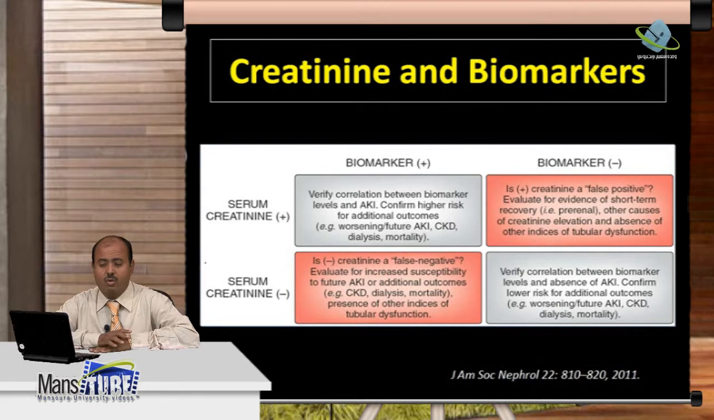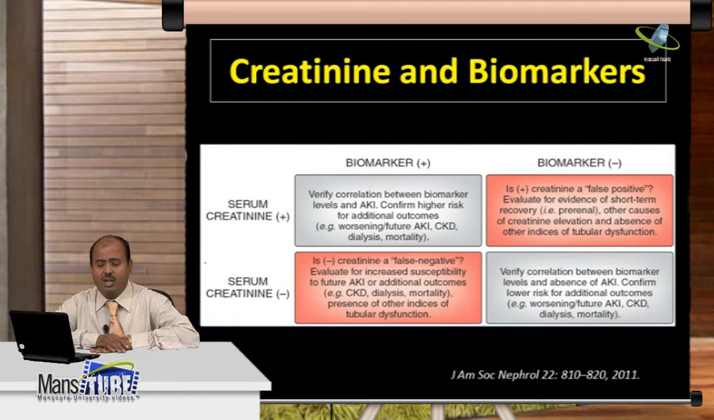Regarding the biomarker, we can do this 2 by 2 table. If creatinine is positive and biomarker positive, this verifies the correlation between biomarker level and acute kidney injury and confirms higher risk for adverse outcome. If we have biomarker positive and serum creatinine negative, this is a false negative creatinine, because the biomarker is more sensitive and specific for acute kidney injury, and the creatinine takes time to be elevated.